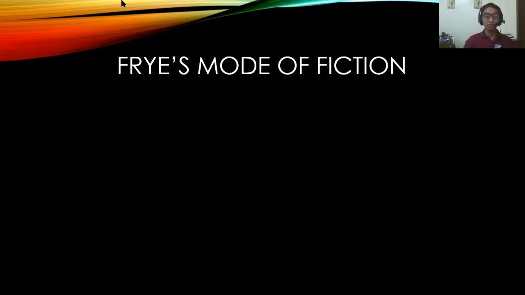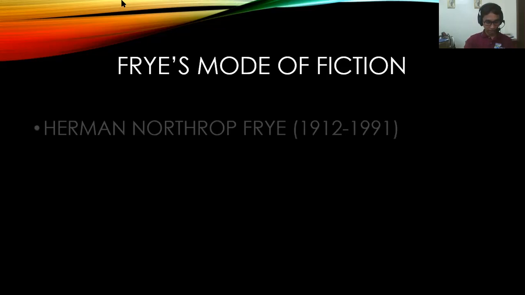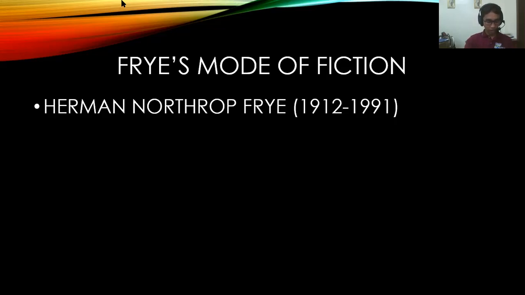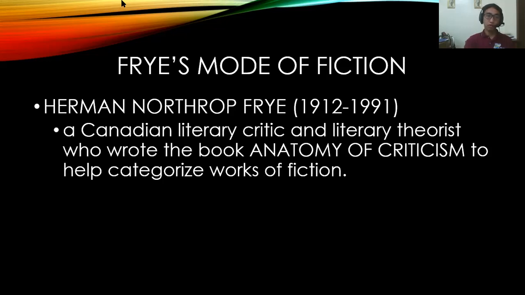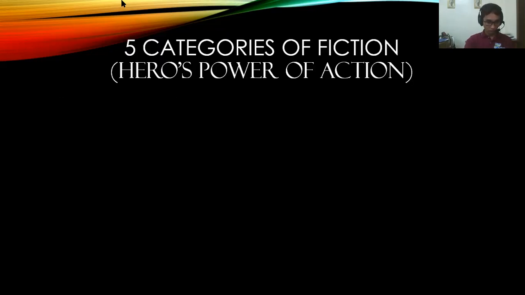Let's now proceed to Frye's modes of fiction. While on the subject of character and fiction, you may want to know what Northrop Frye, 1912 to 1991, said about the modes of fiction. Frye was a Canadian literary critic and literary theorist who wrote the book Anatomy of Criticism to help categorize works of fiction. Basically, Frye said that there are five categories of fiction based on the hero's power of action. These categories are the following.